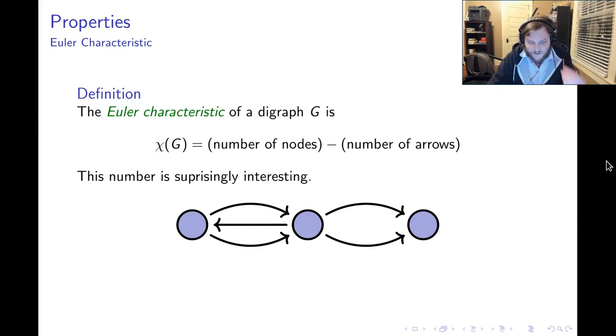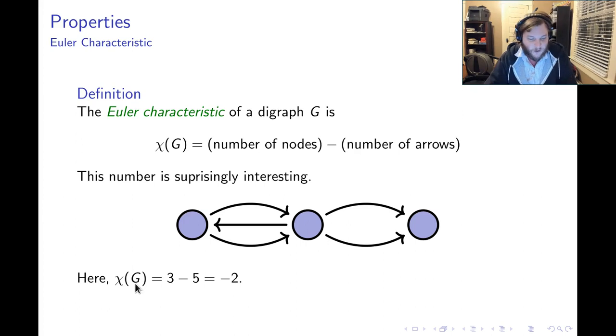So here we have a small example. Here our directed graph has 3 nodes and 1, 2, 3, 4, 5 arrows. So to calculate the Euler characteristic, we should take 3 and subtract 5 to get -2. So the Euler characteristic of this particular directed graph is equal to -2.